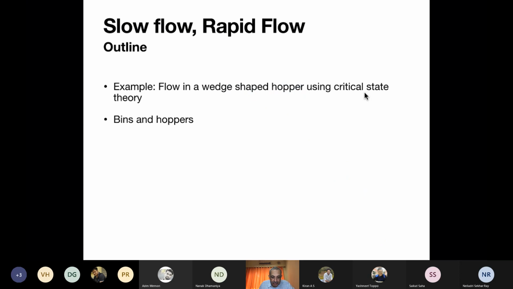And now what we want to do is, I'll do a couple of examples, but the main example is to do exactly the same problem that we did using Mohr Coulomb, using this critical state theory. And then we'll see some practical issues related to bins and hoppers, that is, how we can really calculate the mass flow rate and so forth in these systems. Okay.